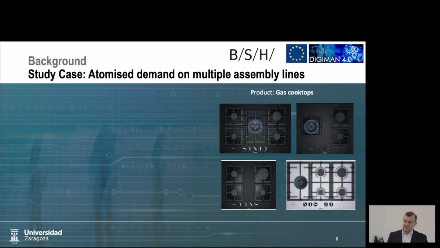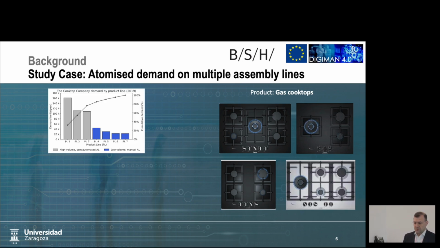This is the case study. We have been collaborating with this company, BSH Home Appliances from the Bosch group there in Spain. And what we have is these gas cooktops, and there are many different models, many different dimensions, materials, and so on. So they are produced, some of them in an automatic line, but the rest of them in a manual or several manual lines. This is what we really have.